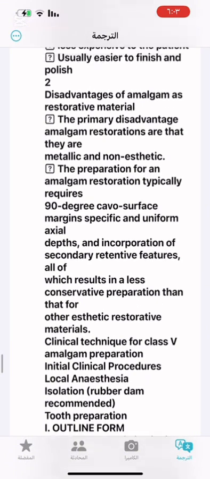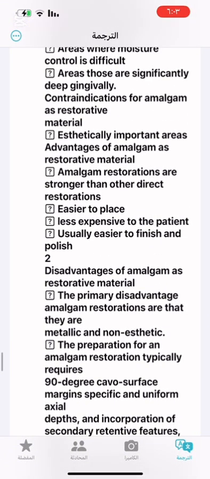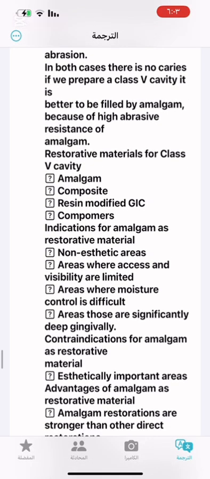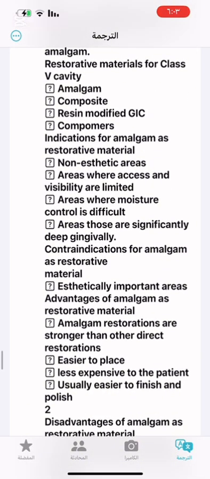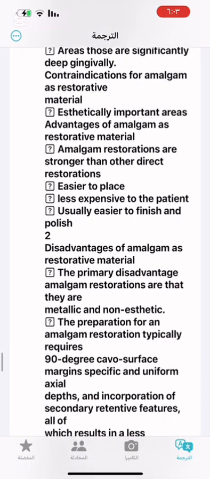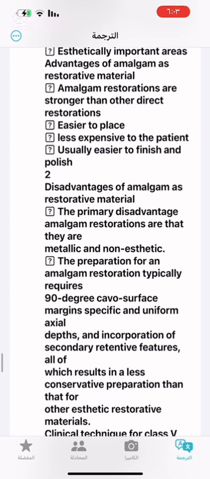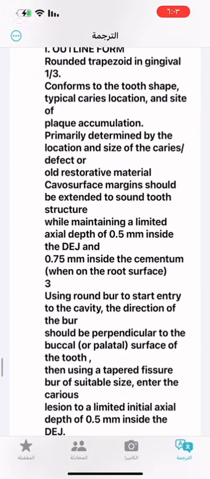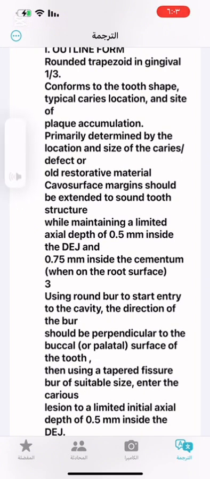Figure 2, convex axial wall. 2. Resistance form: the depth of the cavity is 1.5 mm. The axial wall of the cavity should not be flat. If we do so, we will not have even depth of the cavity because of the convexity of the tooth structure. So the axial wall should be slightly convex. Cavosurface line angle 90-110. Rounded internal line angles.